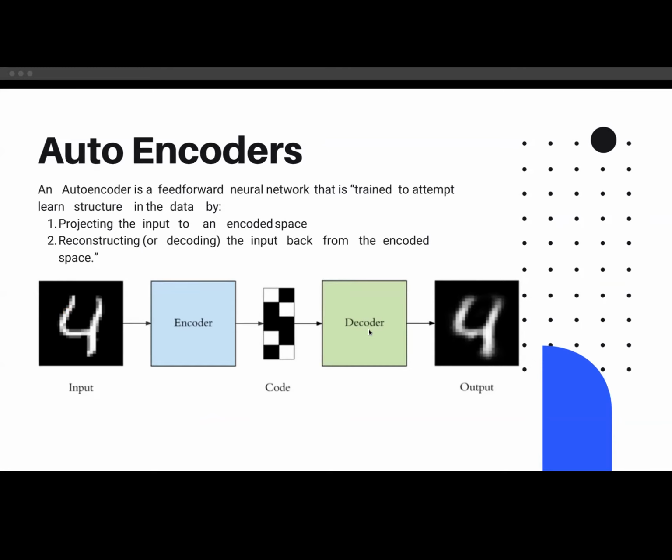Now, the second part of the autoencoder is the decoder, right? The decoder is the absolute opposite of the encoder. The encoder takes an input image and outputs a code or a latent representation of that input image, whereas the decoder does the exact opposite. Mainly, it takes the latent code and outputs the exact input image.